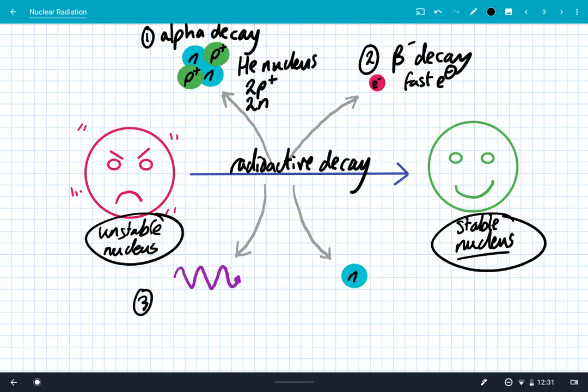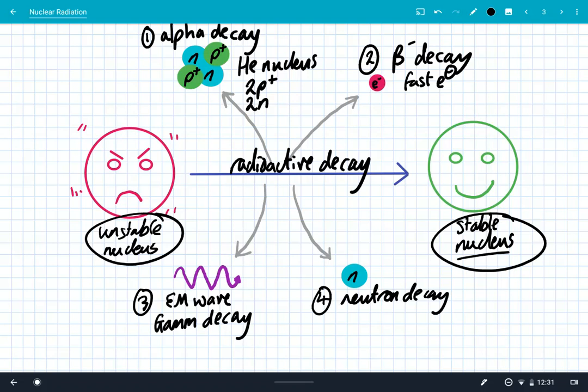The third way is that the unstable nucleus can emit an electromagnetic wave. And this electromagnetic wave is very high energy, and we call it gamma decay, because it's a very high frequency, very high energy, and very small wavelength electromagnetic wave, and it's simply a way of the nucleus getting rid of excess energy. The fourth one, which I said is new to GCSE, is neutron decay. And this generally only happens with very light nuclei that have got simply too many neutrons, and they can afford to get rid of it to get onto that green line of stability.